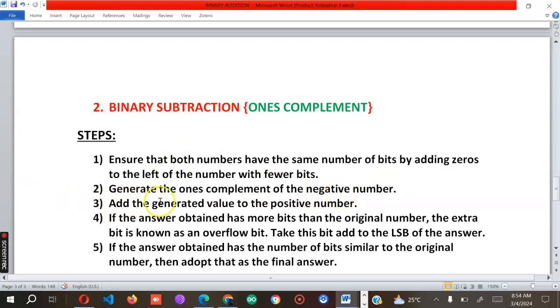Then step three, you add the generated value to the positive number. Then number four, if the answer obtained has more bits than the original number, the extra bit is known as the overflow. This particular one is our overflow. You need now to take this bit to the least significant bit of the answer. Then lastly, if the answer obtained has the same number of bits as the original number, then you adopt that as the final answer. Okay, having done that, now let's move to our example.